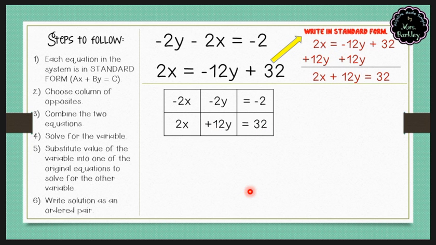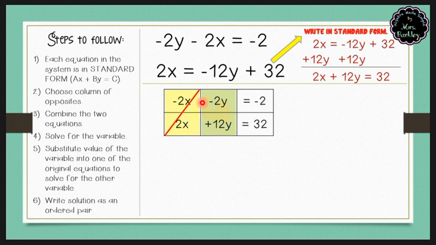So now we can see our columns. In our first column, we have negative 2x and a positive 2x, and in the second column, we have negative 2y and positive 12y. We should see that we have a column of opposites, and our column of opposites here are our x terms. So negative 2 and positive 2 are opposites. So those are going to eliminate. So now we can combine these equations.